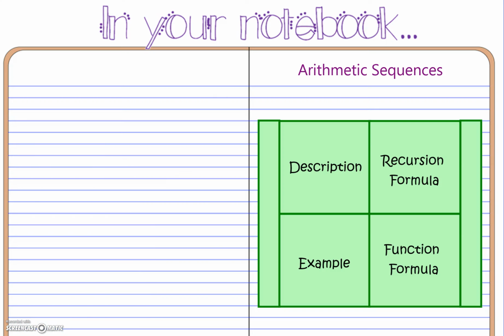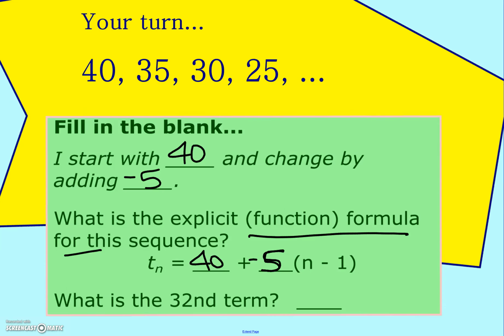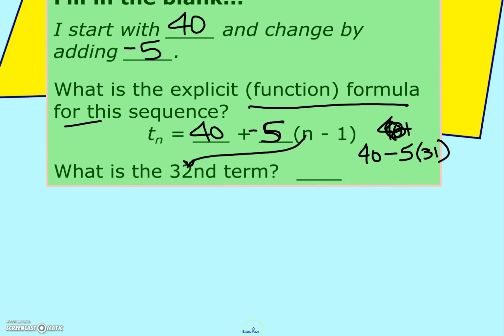Well, let's find out. Okay, so we want to figure out what the 32nd term is. So 40 plus, we can do it this way. 40 minus 5, and n minus 1 means the previous term of 32, so we got times 31. So what that looks like is 40 minus 155, and so your answer is going to be negative 115. The 32nd term is negative 115.